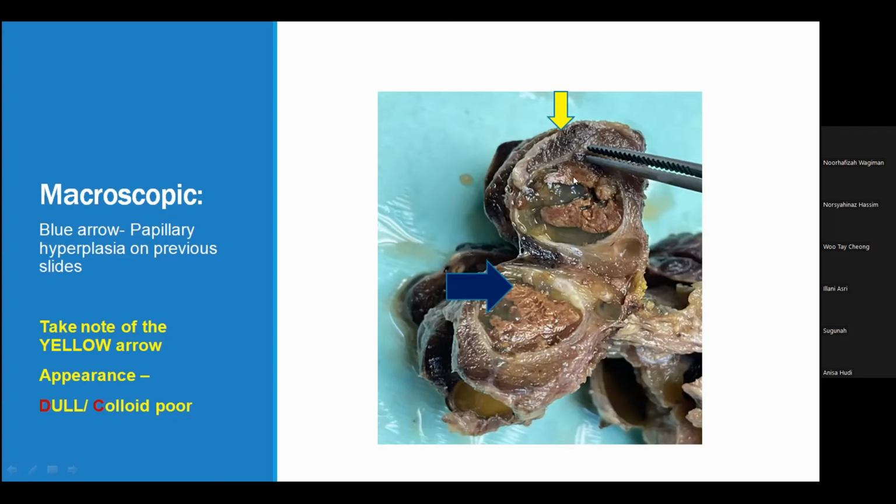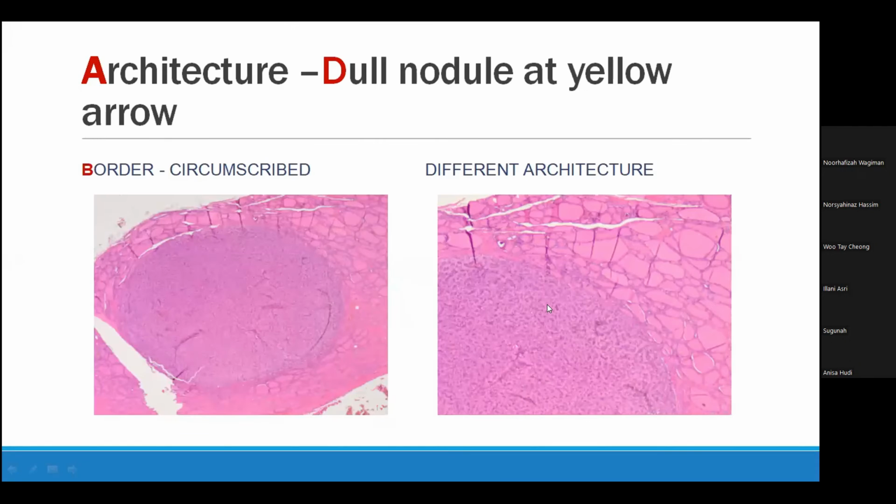Okay, this is color rich and this appears dull compared to this. Take note of this small nodule, the yellow nodule. This is the lesion of the dull nodule just now. The border is circumscribed, at least it is benign, but it has different architecture.